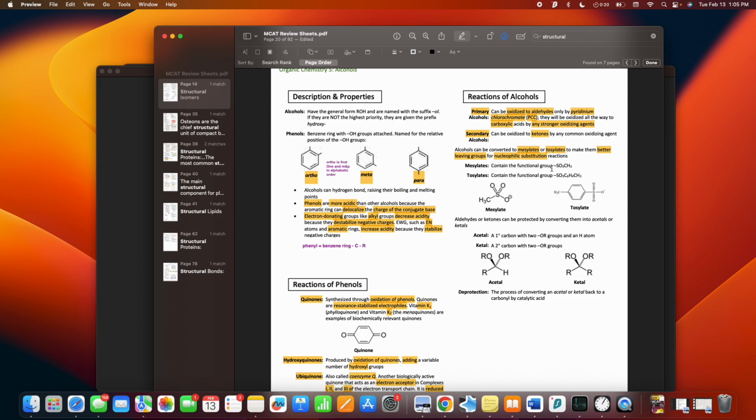Mesylates contain the functional group SO3CH3, and tosylates have a longer group; tosyl is bigger than mesyl. M is this, T is that. Aldehydes or ketones can be protected by converting them into acetals or ketals. So protected.